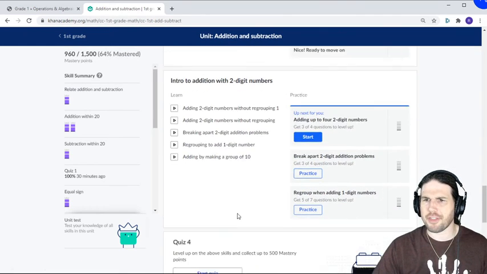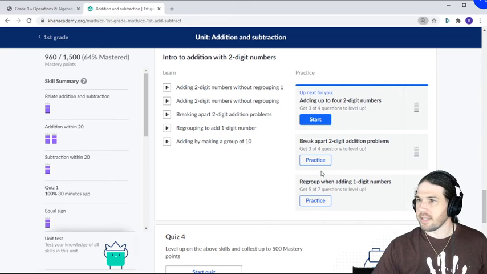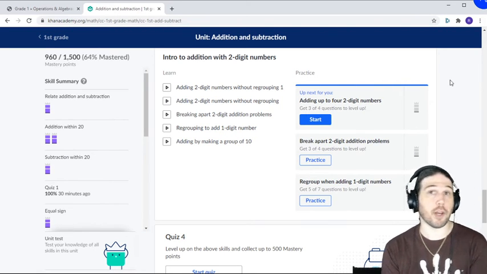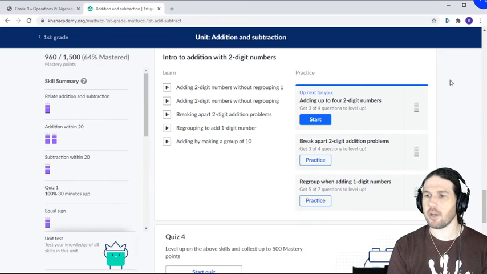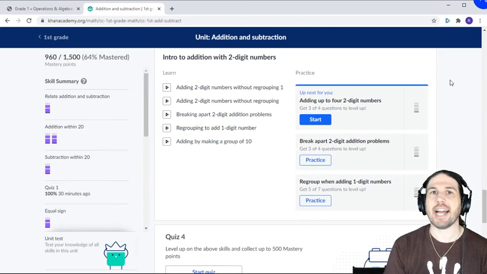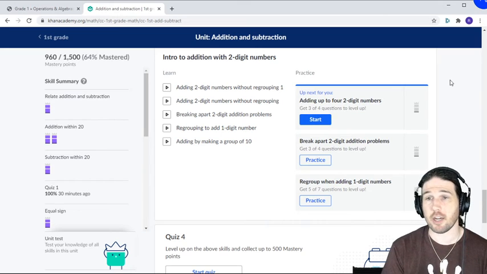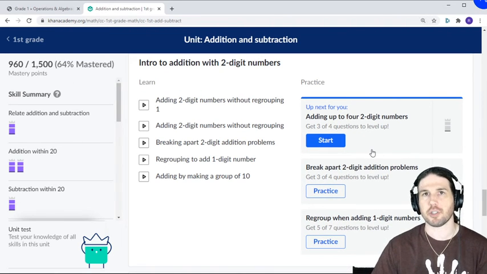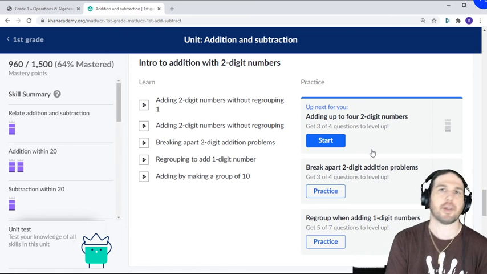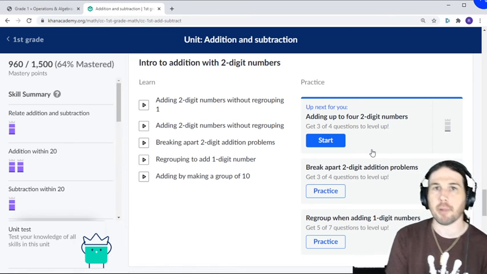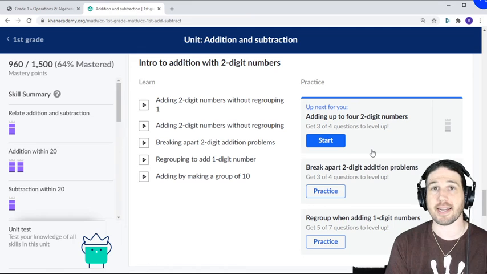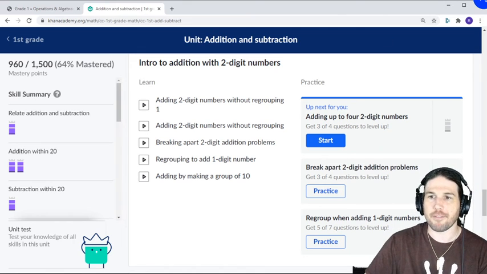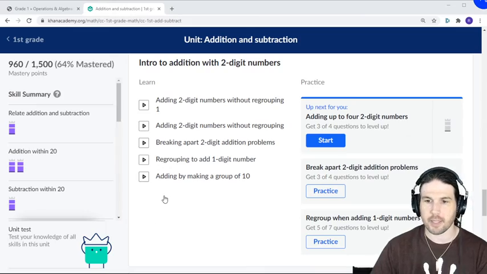Okay, so I think, given that we've been doing this for an hour and 40 minutes now, we have been streaming for 100 minutes, I think I'm going to go ahead and leave it there. And in the next video, we're going to start with adding up to 4 two-digit numbers. So we're really going to talk about carrying the 1, carrying the 2, why we do that, and what it actually means mathematically.